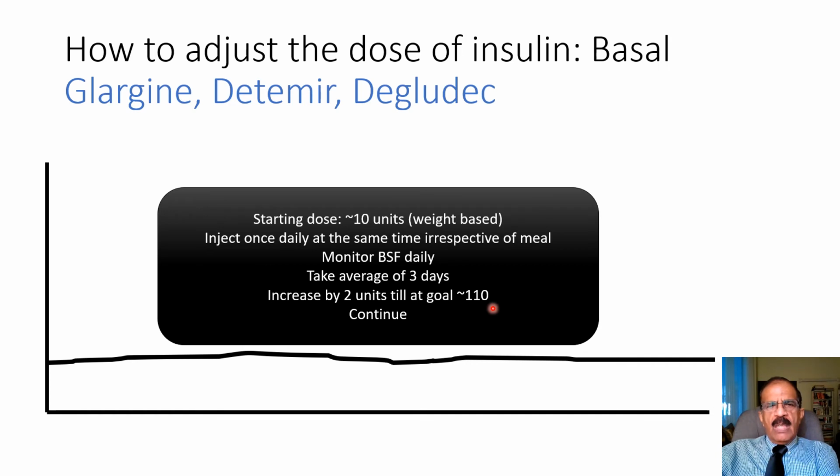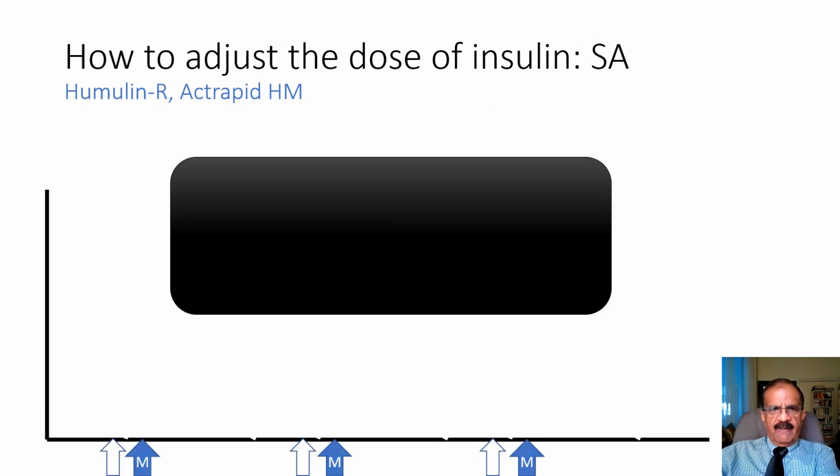And once you are at your goal of about 110, then you can continue the same dosage for an indefinite period of time. Of course, it would need periodic readjustment, but at least for now you have found the right dose for that particular patient. Now we have fixed the fasting. We need to fix fasting first with Glargine, Detemir, Degludec. We have fixed the fasting sugar at 110 or around 110.